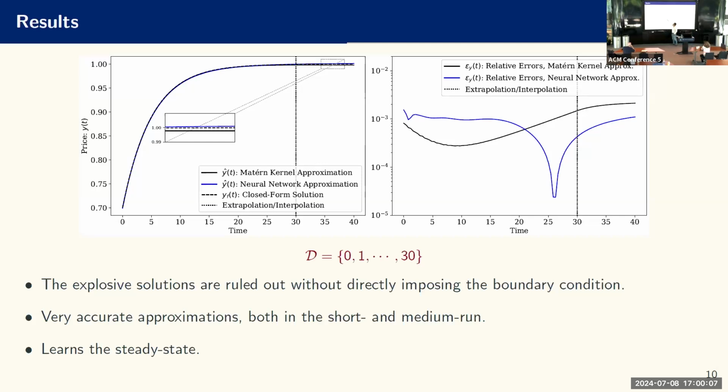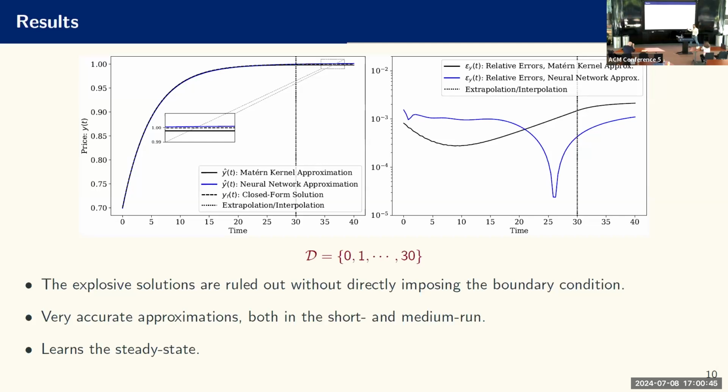This vertical dashed line is the region of interpolation versus extrapolation. There are a couple of facts here that are interesting. First things first, without me telling the algorithm, even though your space of solutions has explosive solutions, it just ruled them out. It did it by itself, right? You can see the neural network approximation just ruled it out. So you kick out explosive solutions and you get very, very accurate solutions without directly imposing the transversality or no-bubble condition.